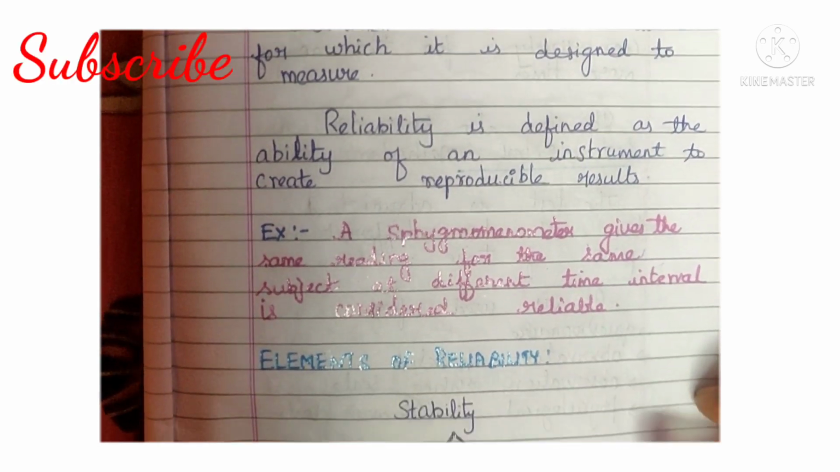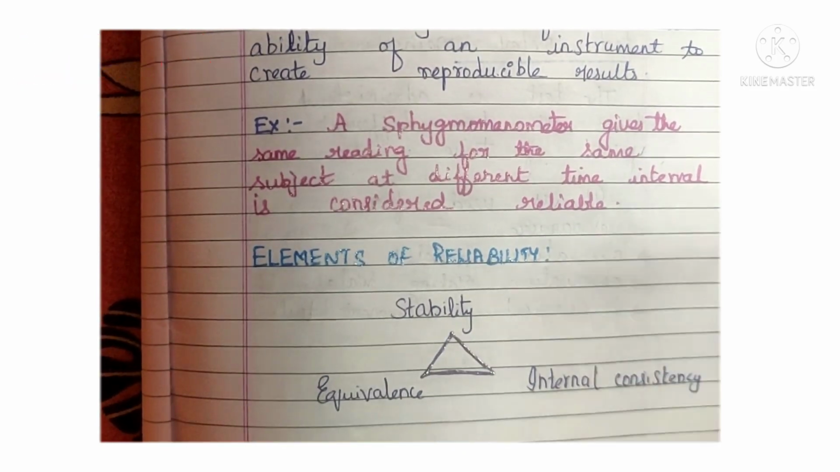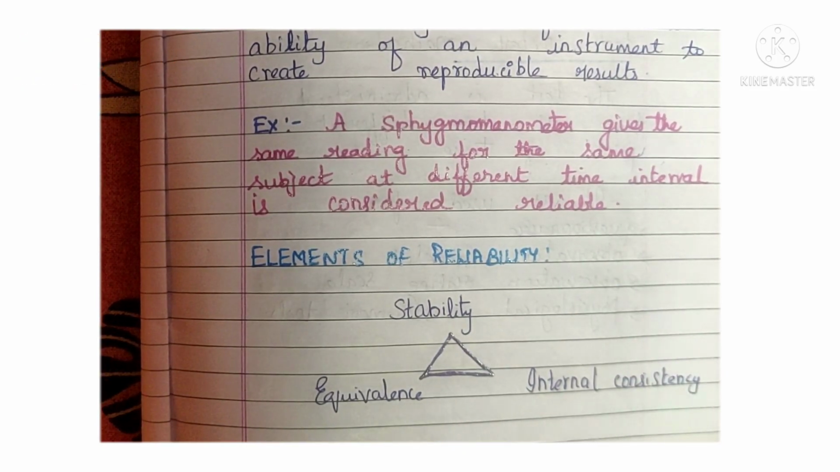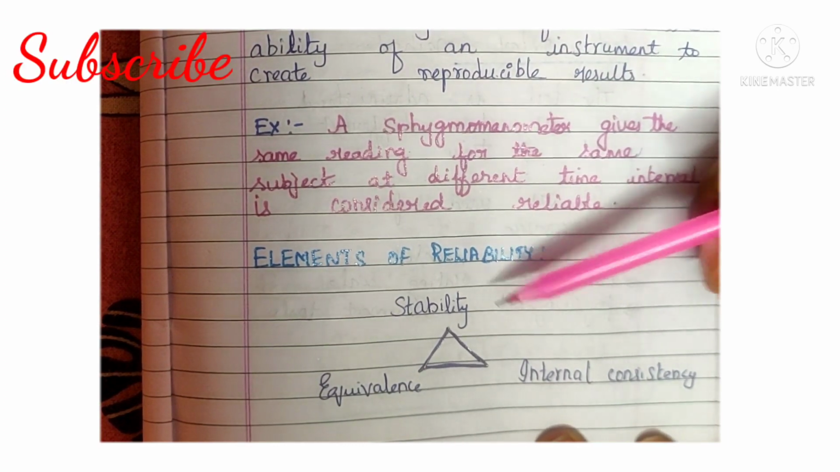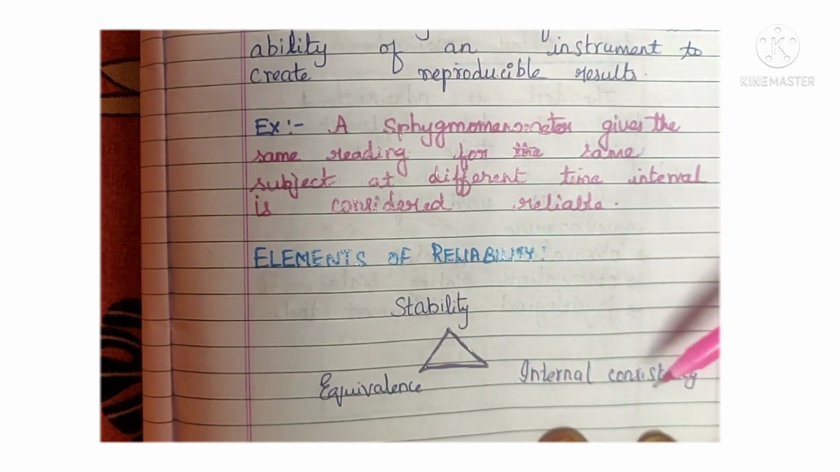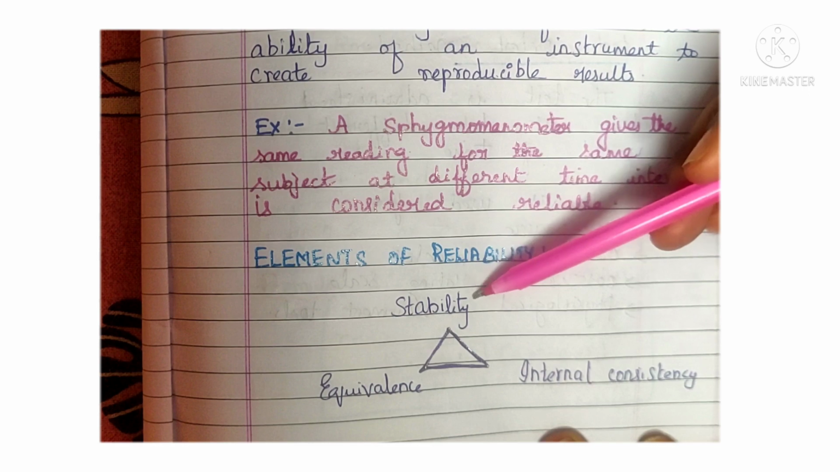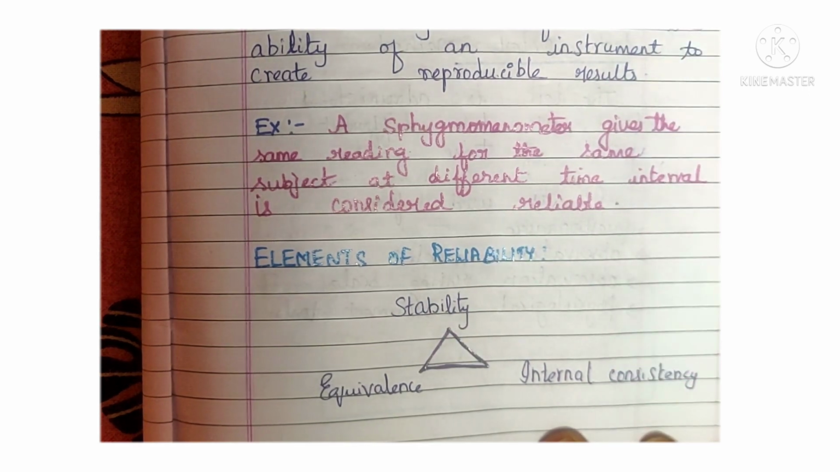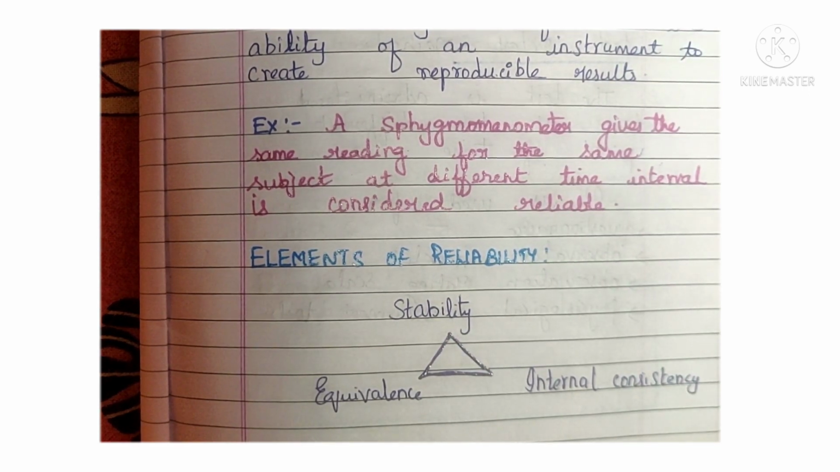Next we will see the elements of reliability. There are three important elements of reliability: stability, equivalence, and internal consistency. Let's see them one by one.